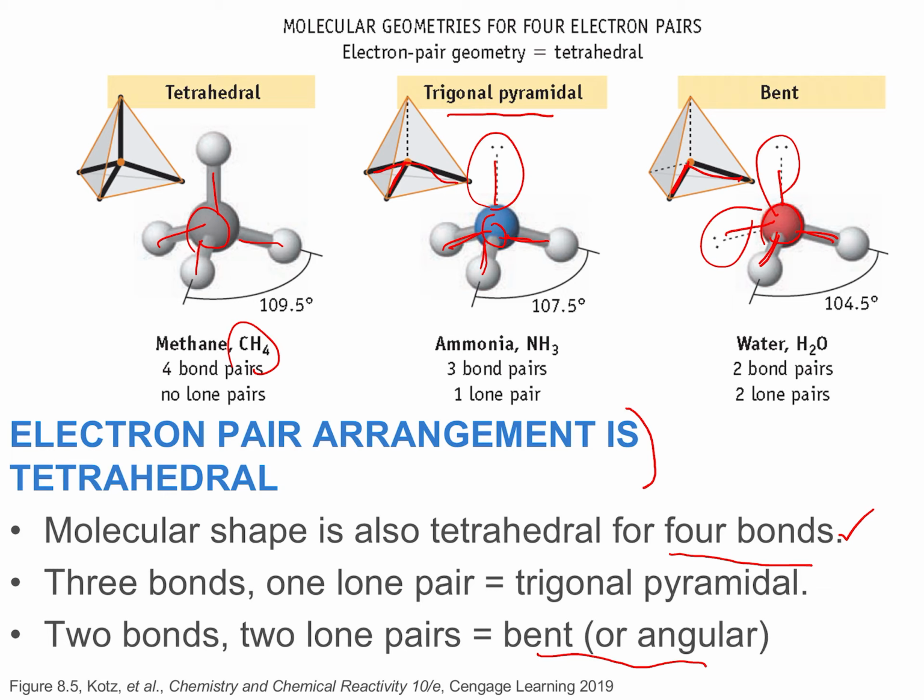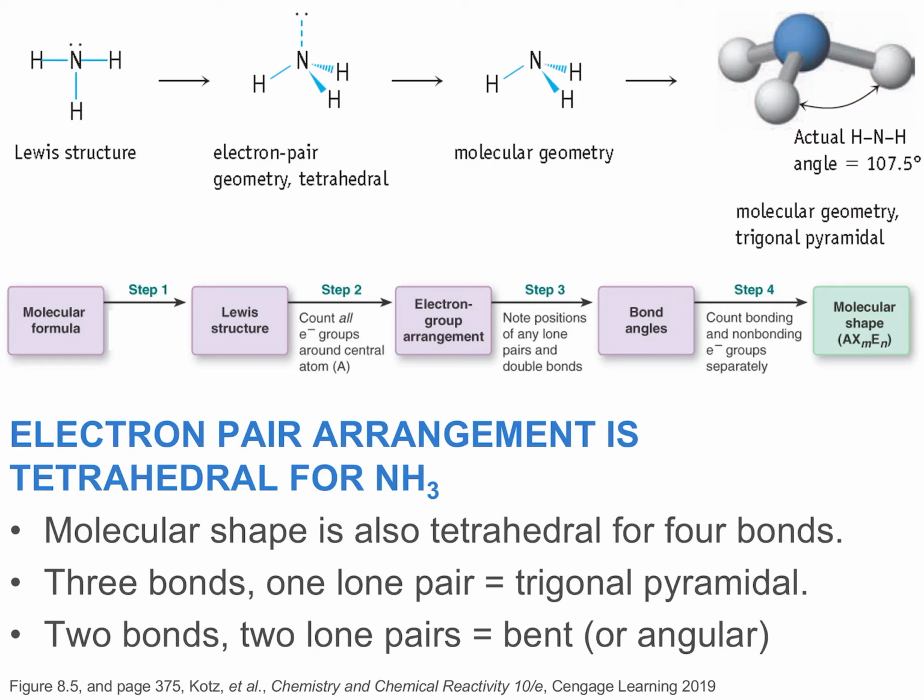So for this slide, all four of these molecules have the same electron pair arrangement. These all have tetrahedral electron pair arrangements. But methane has a molecular shape that's also tetrahedral because it has a central atom with 4 bonds. The ammonia is trigonal pyramidal because it has 3 bonds and 1 lone pair. The water is bent or angular because it has 2 bonds and 2 lone pairs.